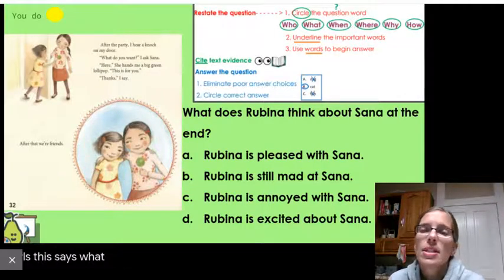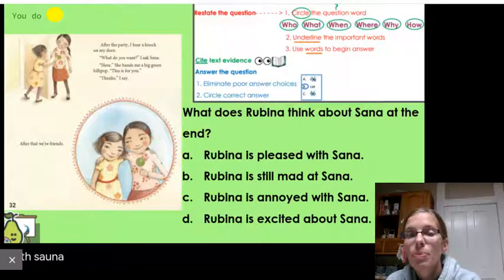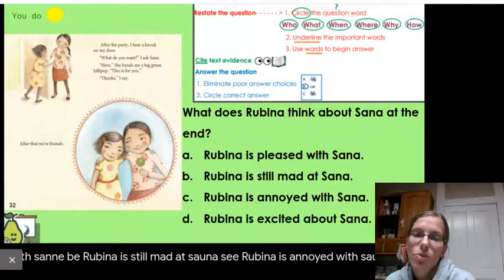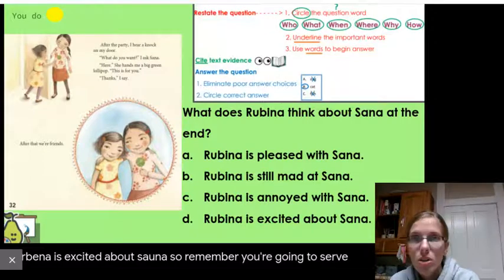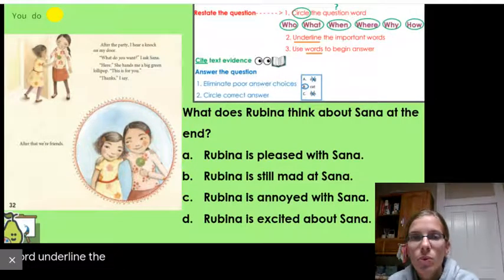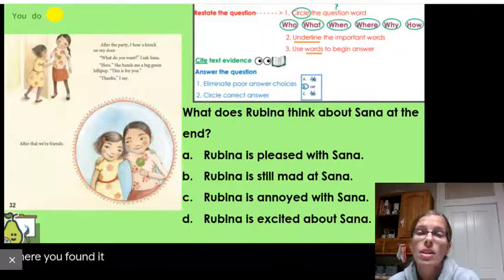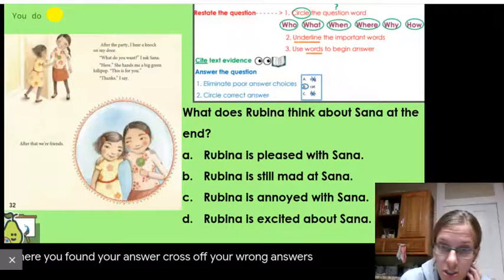Okay, so here's your you do work, boys and girls. This says, what does Rubina think about Sana at the end? A, Rubina is pleased with Sana. B, Rubina is still mad at Sana. C, Rubina is annoyed with Sana. Or D, Rubina is excited about Sana. So remember, you're going to circle the question word, underline the important words, get your answer from the text, underline where you found your answer, cross off your wrong answers, and circle your right answers.